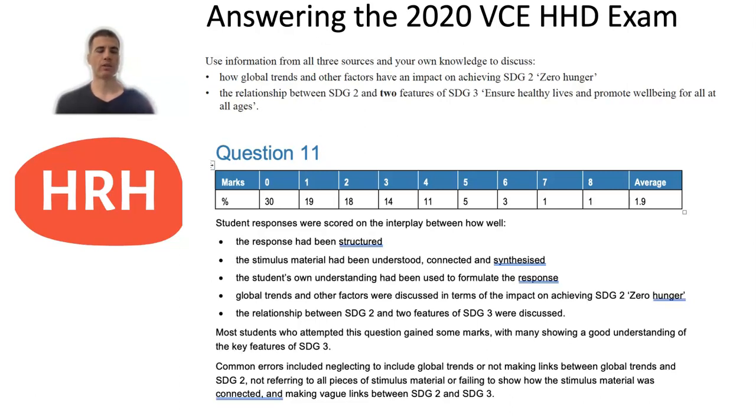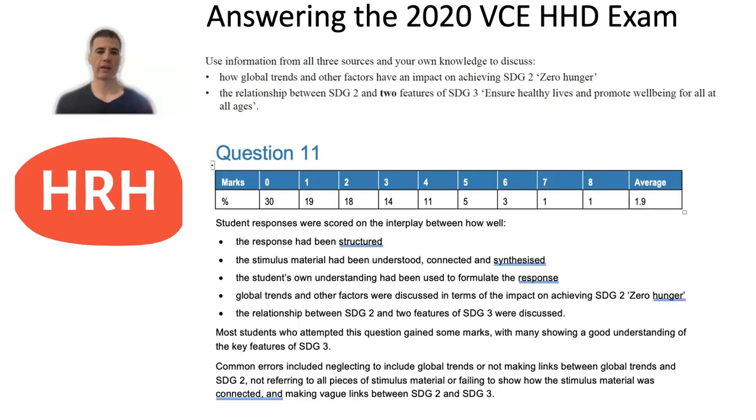You can see there, as we've looked at in relation to previous extended response questions, the answer is marked using a rubric, and it looks at the interplay between things such as how the response is structured, how the stimulus material is understood, connected and synthesized, and students' own understanding that's brought in to formulate their response. And this one in particular, global trends and other factors which are linking to achieving SDG 2, and the relationship between SDG 2 and SDG 3.